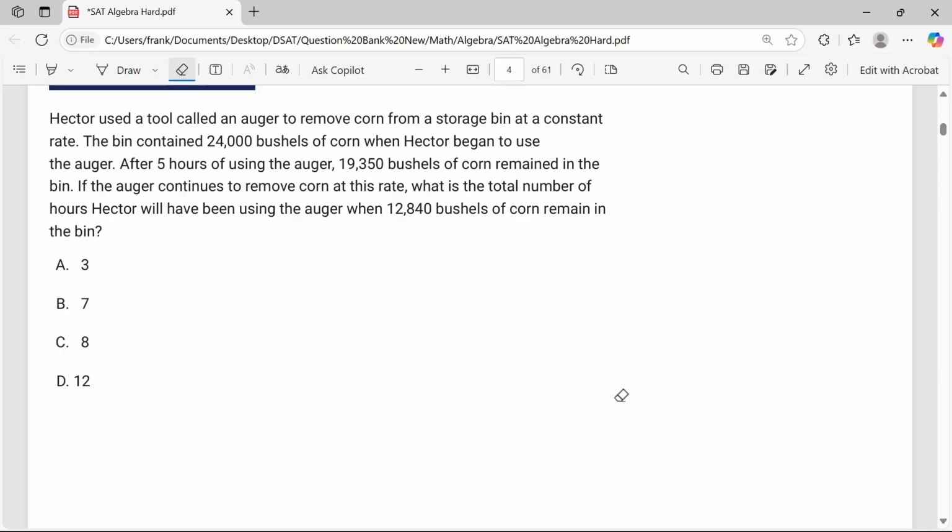The bin contained 24,000 bushels of corn. When he began to use it, after 5 hours, 19,350 remained. If the auger continues to remove corn at this rate, what is the total number of hours he will have been using the auger when 12,840 bushels remain?